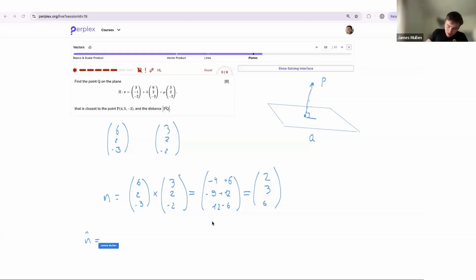And it's going to be useful to find n hat, which is the unit normal vector. So what I'm going to do is 1 over the magnitude of n times n. And the magnitude of n is the square root of 2 squared plus 3 squared plus 6 squared, which is 4 plus 9 plus 36, which gives me 49. So it's going to actually be 1 over 7 times (2, 3, 6).